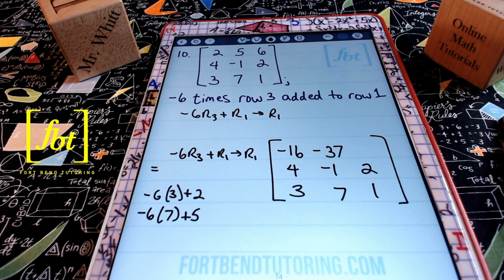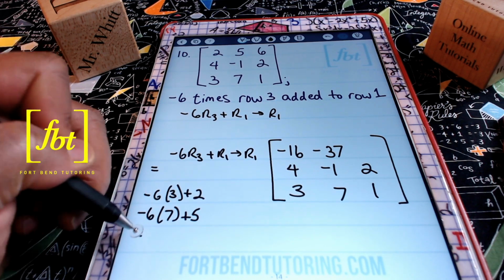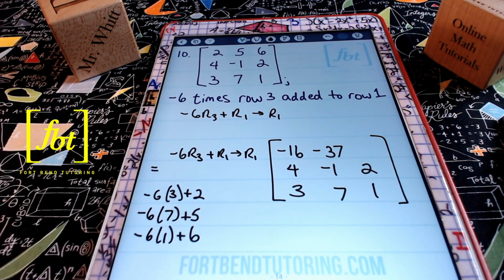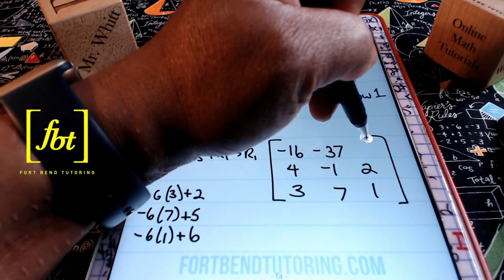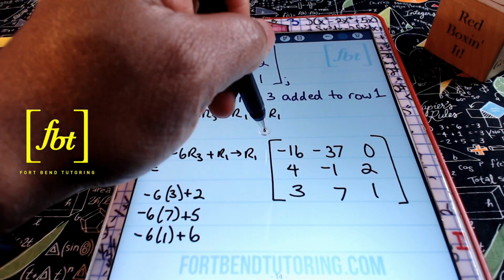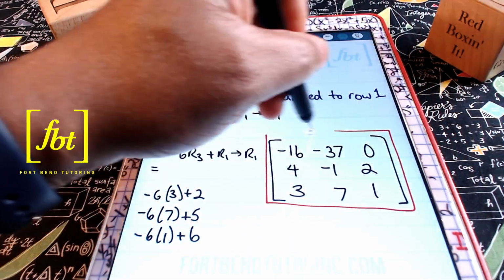There you have it. Next up, we'll be multiplying negative 6 times 1 and then adding 6 to that product. So negative 6 times 1 gives you negative 6. Negative 6 plus 6 is 0, people. Just like that. Red, box it, y'all.